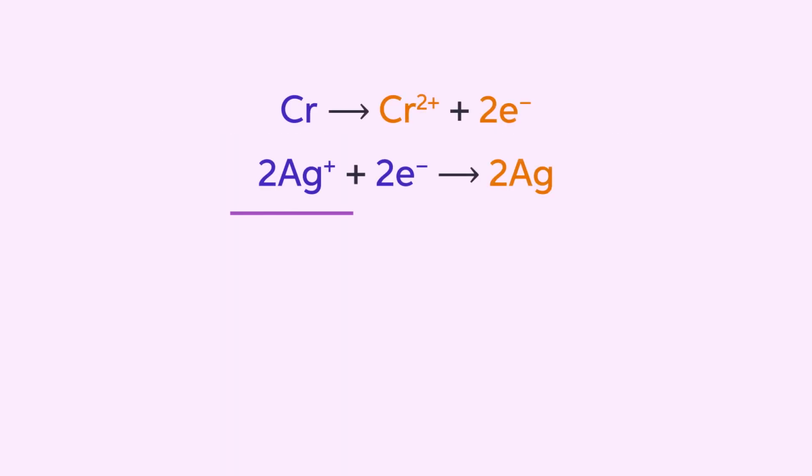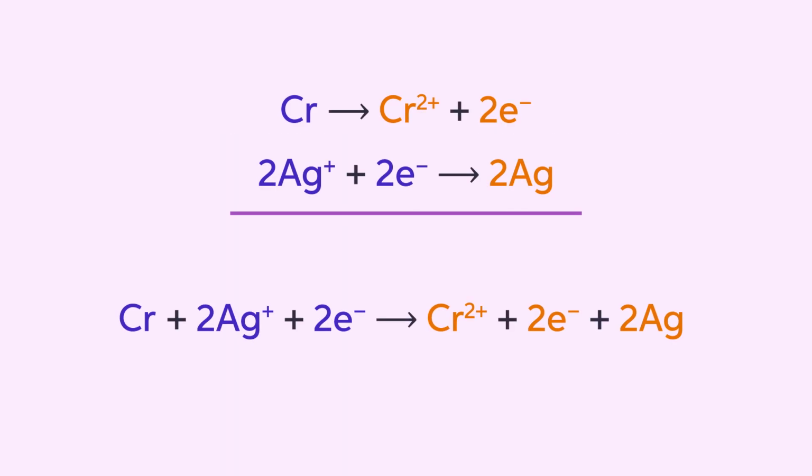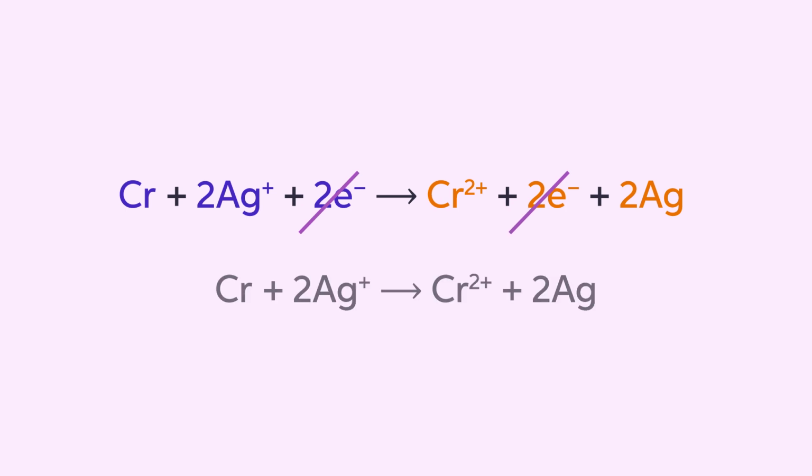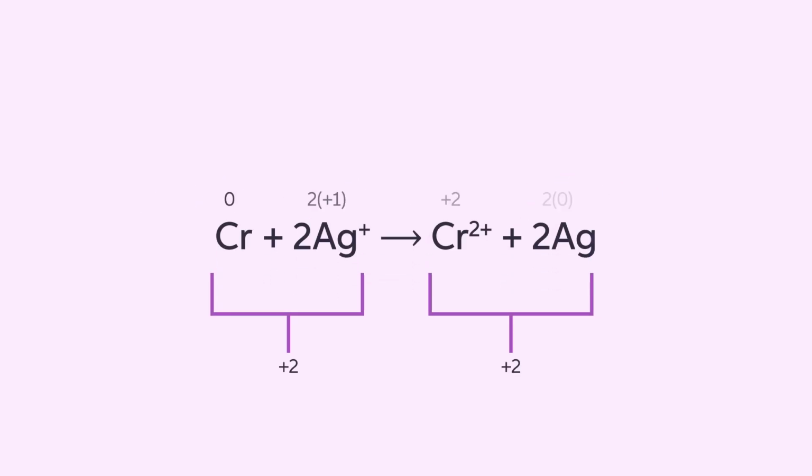Finally, it's time to reunite our half reactions. Add the corresponding sides of each equation together, left with left and right with right. Then cancel anything that appears on both sides of the equation. The number of chromium and silver atoms are equal on either side, and the sums of the oxidation states are too.